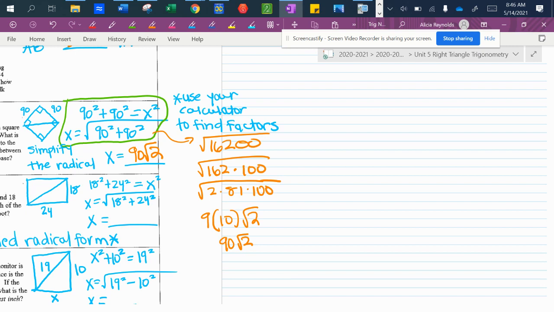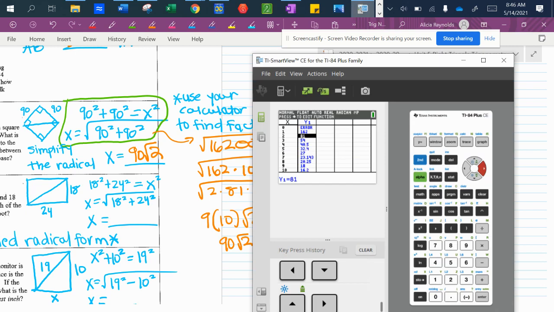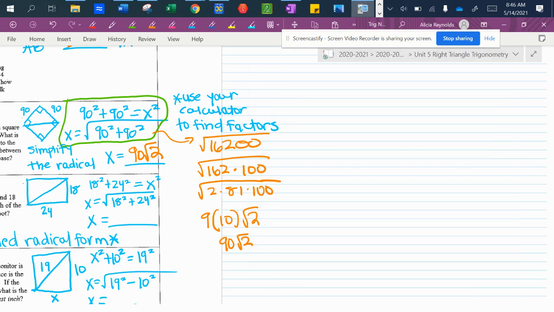So looking at it from there, do you understand how we got from how 16,200 is 162 times 100? And we know that 100 is a perfect square. And then I use my calculator to find that 81 and 2. So then when I take the roots, I get 9 and 10 on the outside, and 2 has to stay. Does that make sense now? A little better? Does anybody have questions on how I did that?